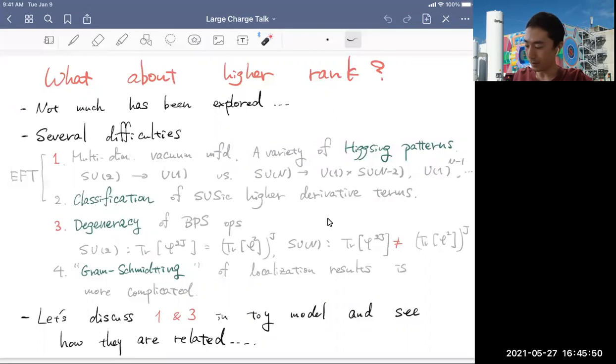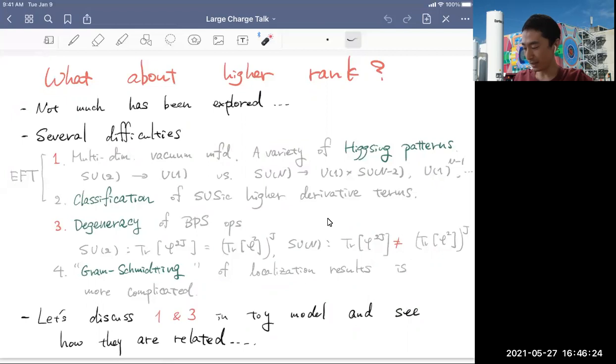In the SU(2) theory, there is basically only one chiral primary operator for each charge J. This is because this expression and this expression are identical in SU(2) theory, where phi is some complex scalar field, because of the trace relation. However, in SU(N) theory, these two are different, and of course you can also write something in between. So you can have multiple BPS operators with the same charge.